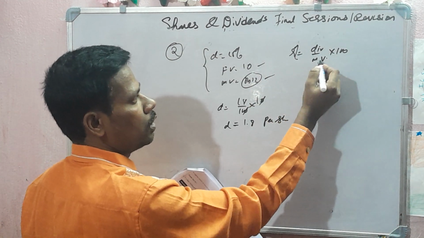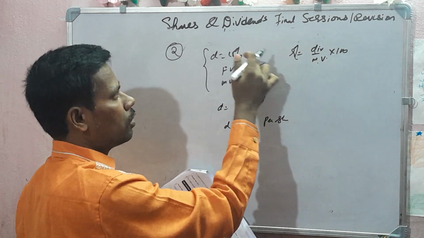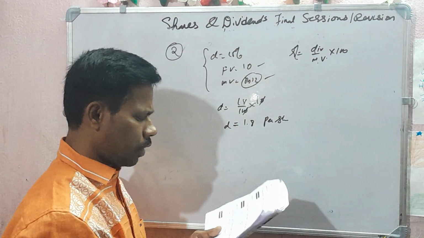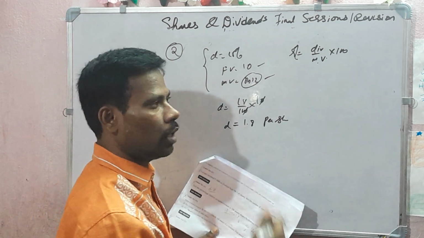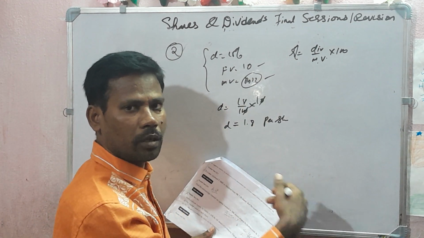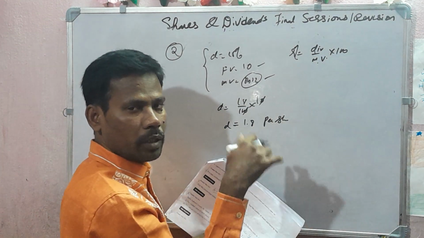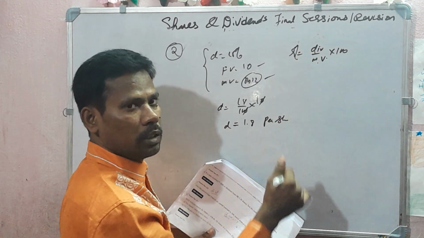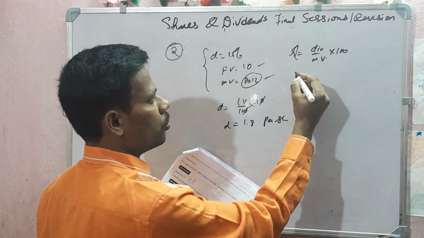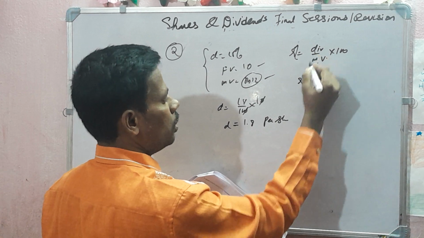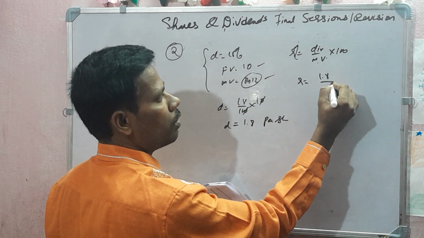Now go for this. Don't write face value here, because he is already asking percentage interest on capital. Capital means whatever amount he is keeping in the firm or in the company, based on that he will get the rate percentage interest, right? So rate percentage is equal to dividend. What is the dividend? 1.8 by market value.